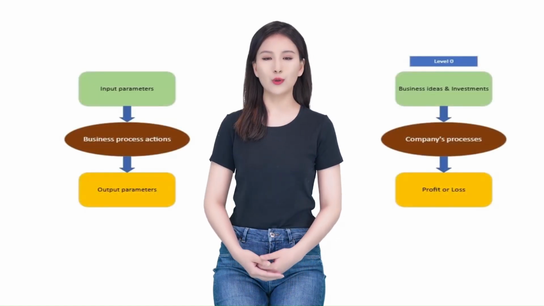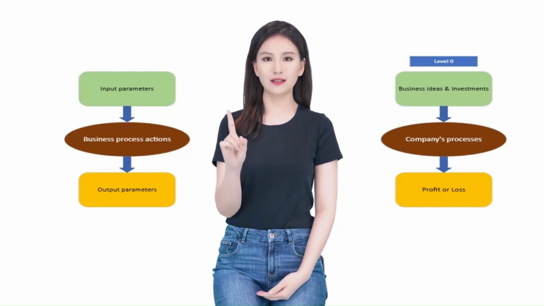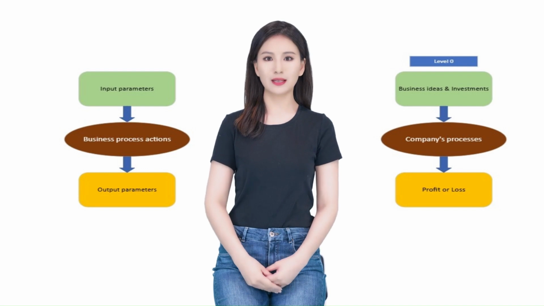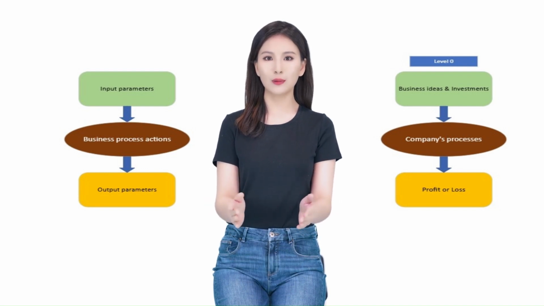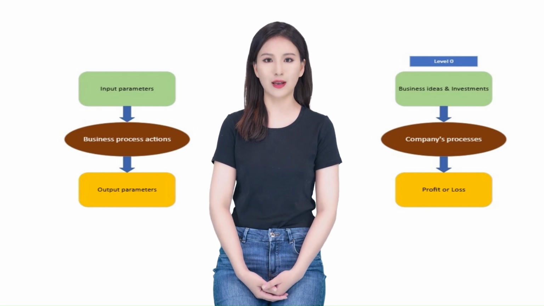Our primary focus will be on business processes. By definition, a business process is a series of actions that take certain items as inputs and produce other items as outputs. Essentially, a business process transforms inputs into outputs. Understanding these processes is crucial for effectively leveraging Dynamics 365.